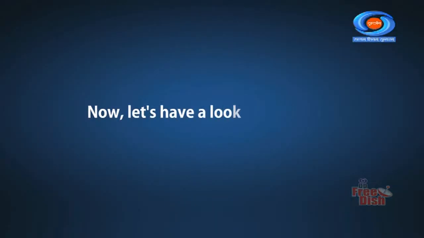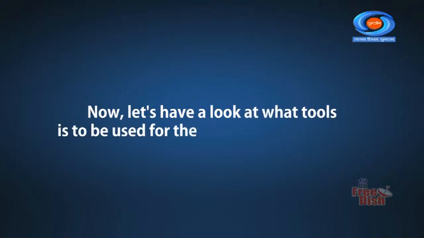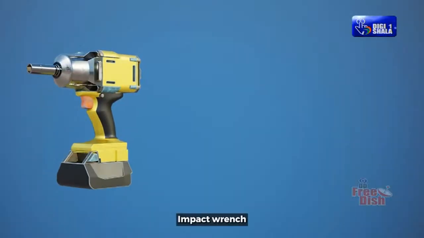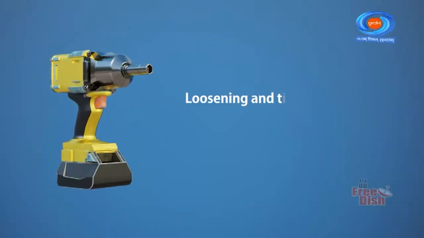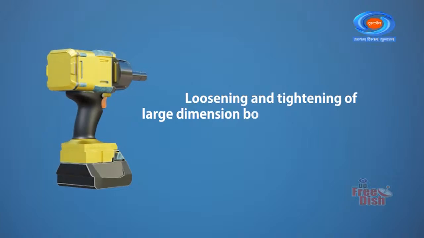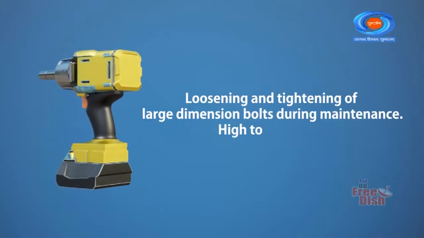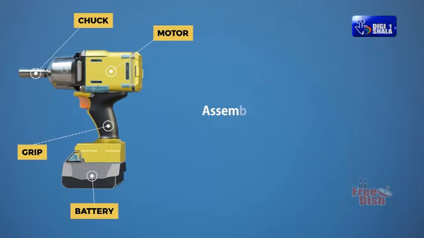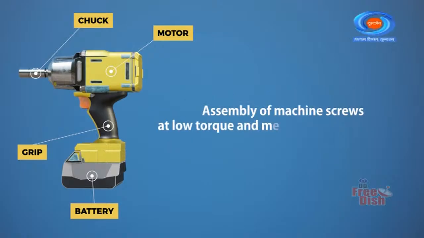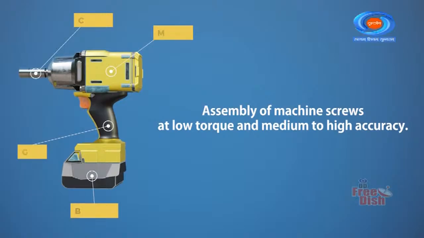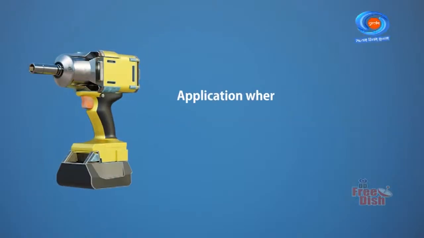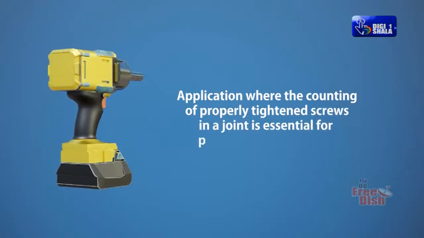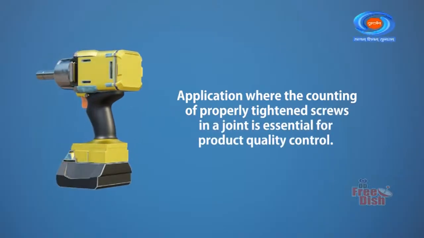Now, let's have a look at what tools are to be used for the mentioned applications. Impact wrench: loosening and tightening of large dimension bolts during maintenance. High torques with moderate accuracy requirements. Assembly of machine screws at low torque and medium to high accuracy. Application where the counting of properly tightened screws in a joint is essential for product quality control.